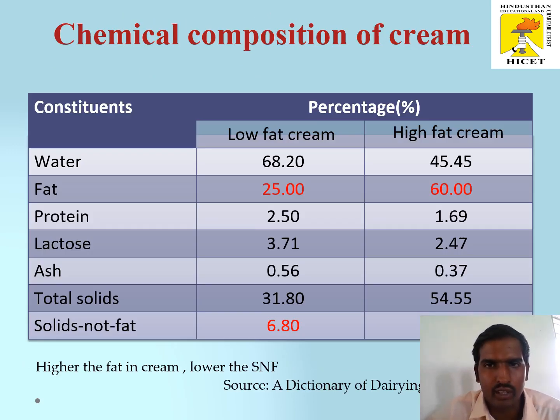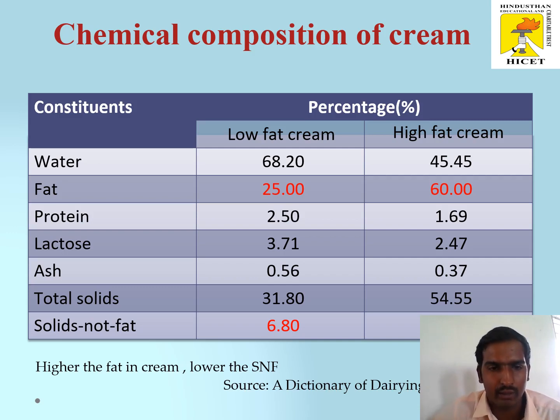Let us discuss the chemical composition of the cream. Based on the fat percentage, we can categorize it as low fat cream and high fat cream. Low fat cream has the constituents: water 68.20%, fat 25%, protein 2.50, lactose 3.71, ash 0.56, total solids 31.80, solids not fat 6.80. And coming to the high fat cream: 45.5% water, 60% fat, protein 1.69, lactose 2.47, ash 0.37, total solids 54.55 and solids not fat 4.22.